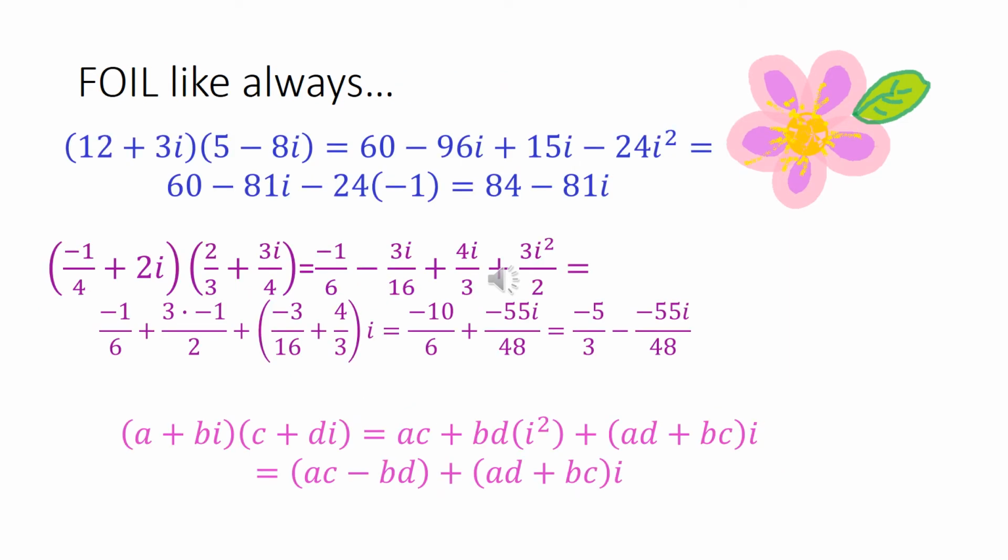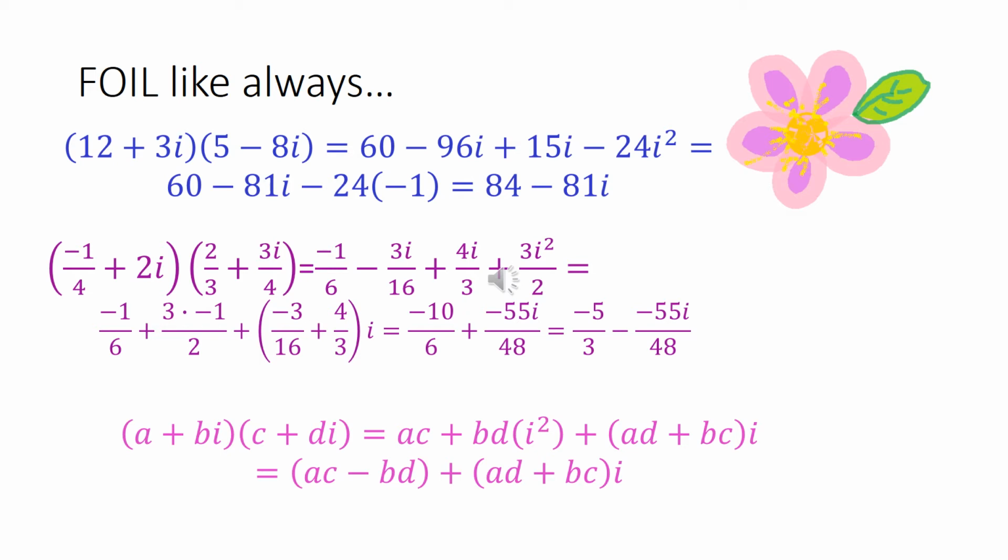To multiply complex numbers, you're going to notice that you're actually multiplying binomials together. So we're going to FOIL like we always learned to FOIL. So 12 plus 3i multiplying 5 minus 8i, if I start with the first, 12 times 5, I get 60, and then outer, 12 times negative 8i gives me negative 96i, and then inner, 3i times 5 gives me positive 15i, and then last, 3i times negative 8i gives me negative 24i squared. But i squared is negative 1.